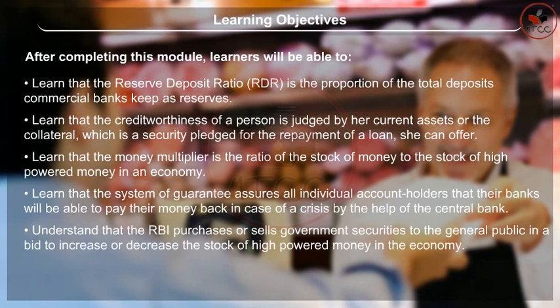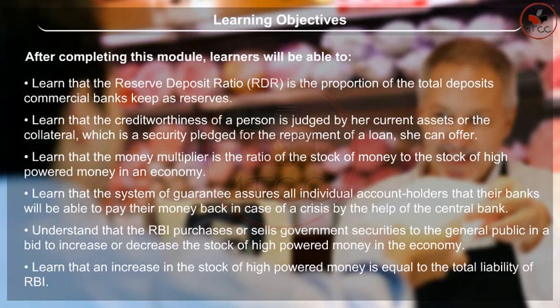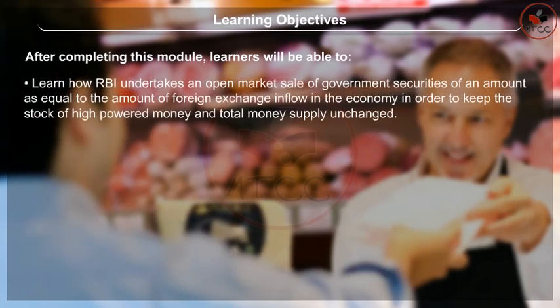Understand that the RBI purchases or sells government securities to the general public in a bid to increase or decrease the stock of high-powered money in the economy. Learn that an increase in the stock of high-powered money is equal to the total liability of RBI. Learn how RBI undertakes an open market sale of government securities of an amount equal to the amount of foreign exchange inflow in the economy in order to keep the stock of high-powered money and total money supply unchanged.